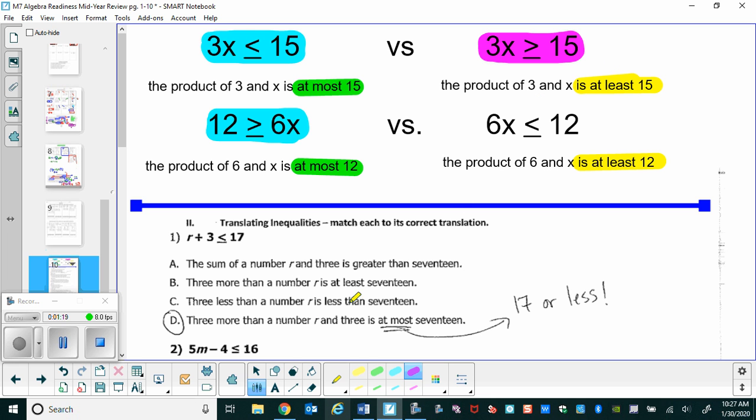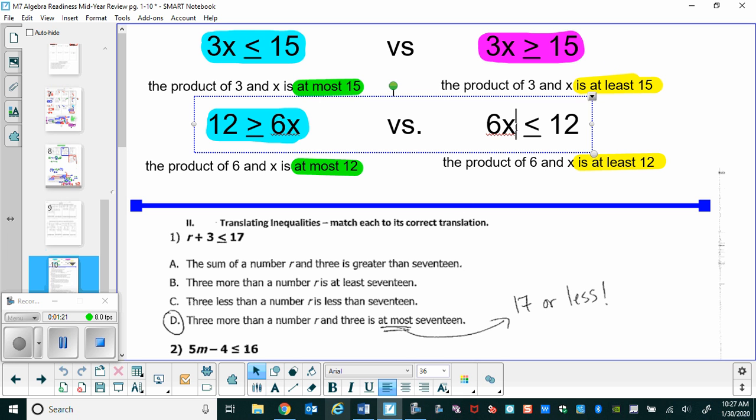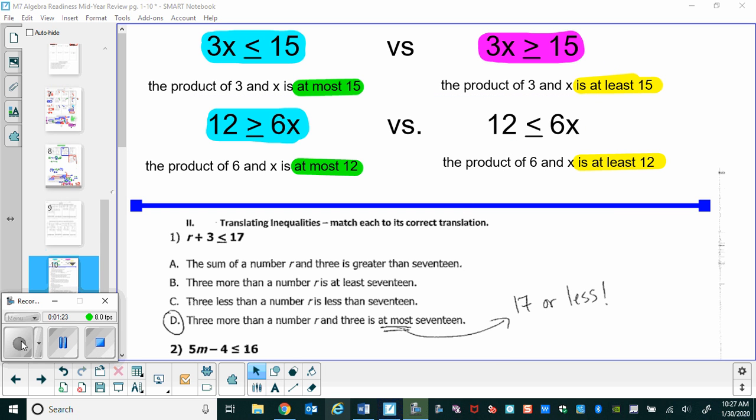And once again, actually, let me flip-flop these around. Let me pause. All right, you can see I fixed this now. But I have that the product of 6 and x, which is over here, is more than or equal to 12. And since the product of 6 and x can be more than or equal to 12, it's at least 12. Again, 12 or more.